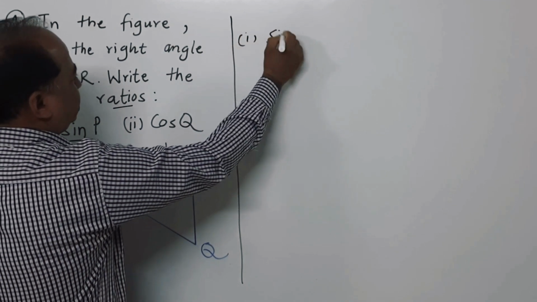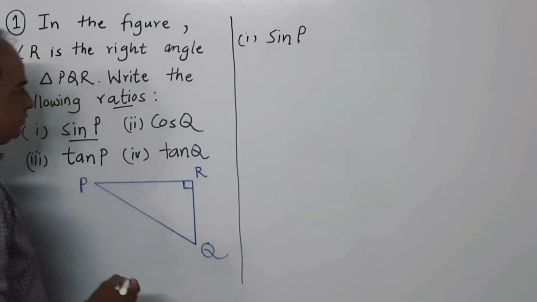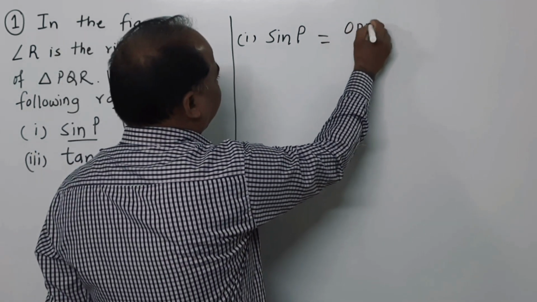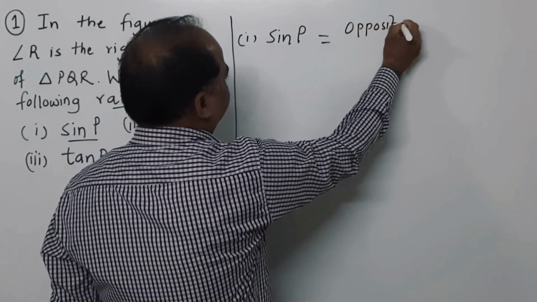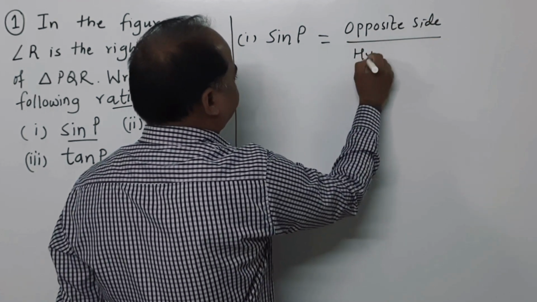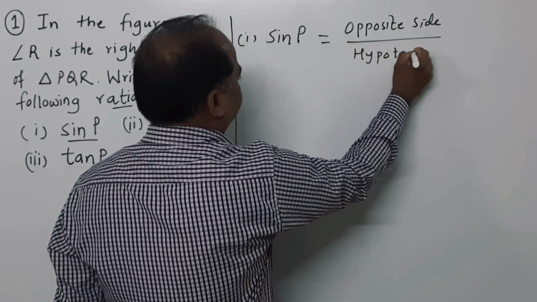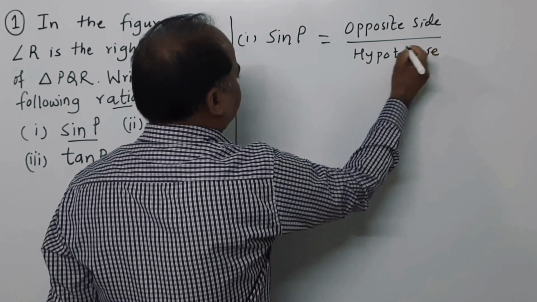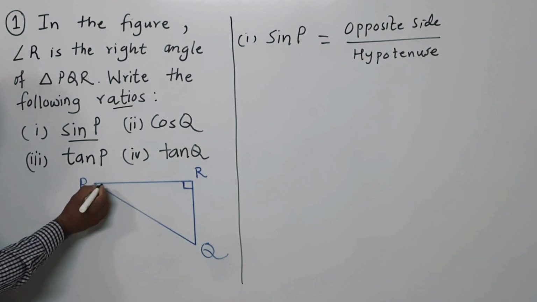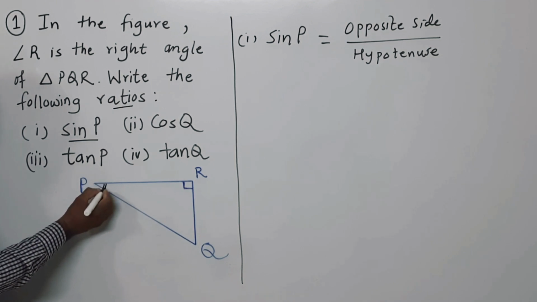Sine P. You know the formula of sine. Sine theta is equal to opposite side upon hypotenuse. Sine theta is opposite side upon hypotenuse. So here, sine P in triangle PQR.